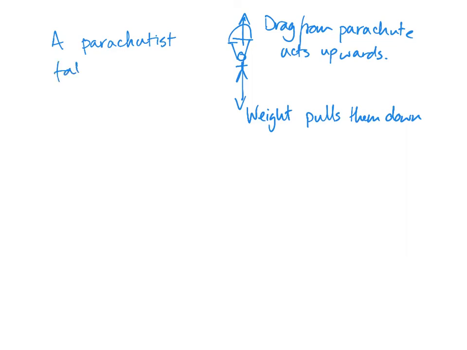Sorry, I should have put this in. The parachutist is falling at a constant speed. And once again, I'm assuming there's no wind that's going to change their direction or anything like that. So that's the only two forces that we're interested in, and they're balanced forces.